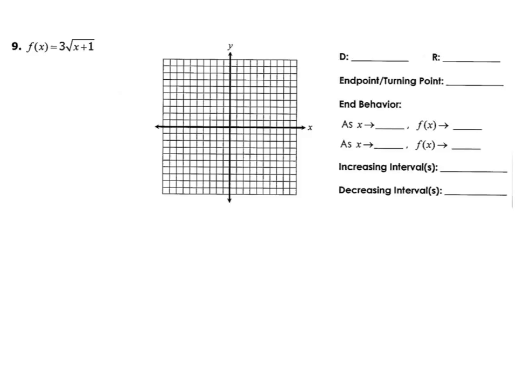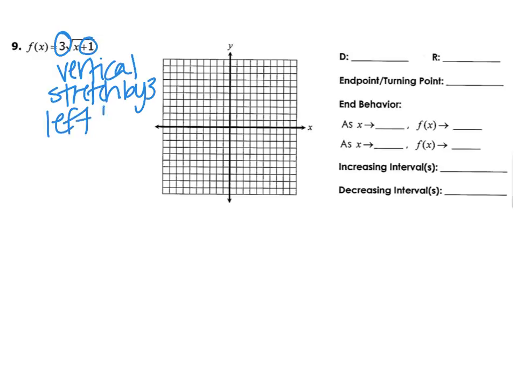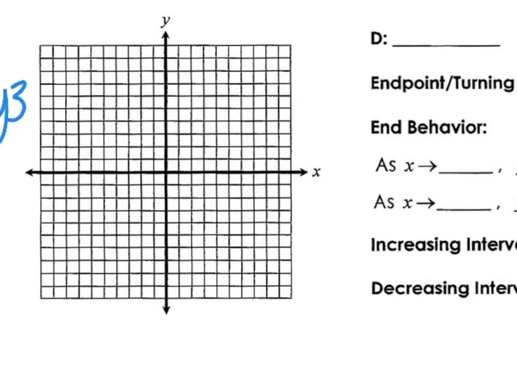All right, so number 9, we're dealing with a vertical stretch here. This 3 tells us we're going to have a vertical stretch by 3. And the plus 1 on the inside tells us we're just going to go left 1. So before we deal with our transformations, I got ahead of myself, always identify what your parent function is. Here we're still dealing with the square root parent function, or just the square root of x. So start by drawing your parent function on your graph.